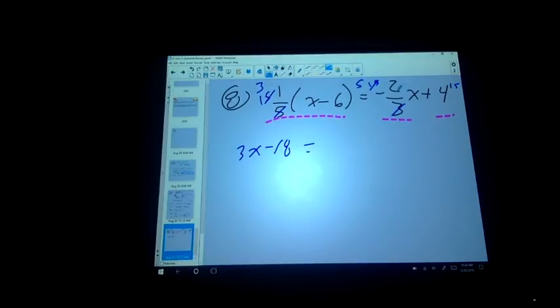Then this is going to go in there 5 times. So 5 times -2 is -10x. And then 15 times 4 is 60. Now I don't have a denominator to worry about. Are we okay? Add 10x, so I get 13x over here. Add 68, so I get 78 over here. Divide by 13.